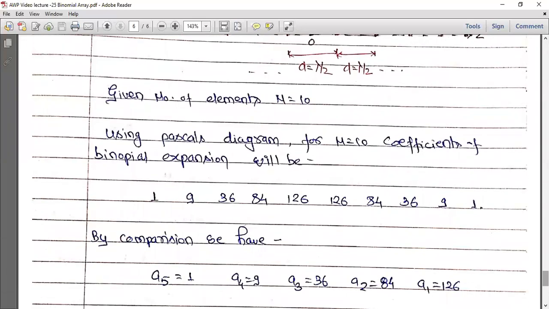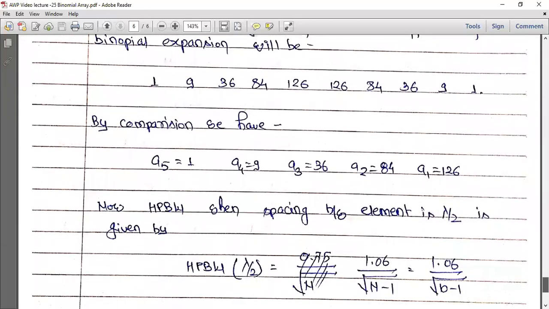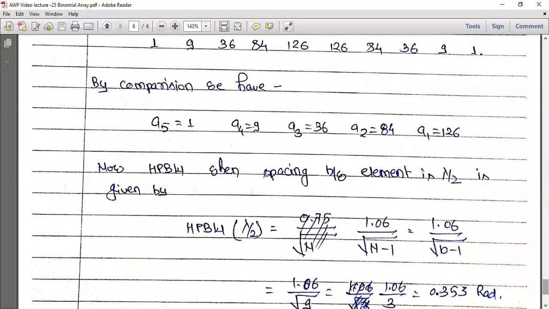In Pascal triangle, for n equals 10, there will be 10 terms, and those terms are 1, 9, 36, 84, 126, 126, 84, 36, 9 and 1. You can see that there is huge variation in the relative amplitudes of the excitation. This poses a problem. Anyways, by comparing, we can check that the first element has excitation A5 equals 1, then A4 equals 9, A3 is 36, A2 is 84, A1 is 126, and since it is a symmetrical distribution, the remaining ones have the same distribution also.